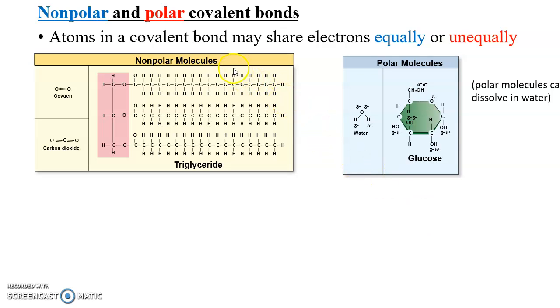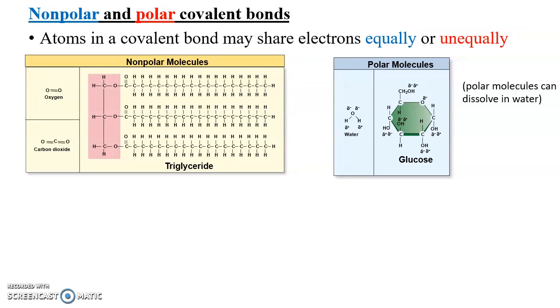So again, slightly positive, slightly negative. The overall molecule has no net charge, but within the polar molecule, there is an uneven distribution of the electrons. So, covalent bonds are either polar or nonpolar. Triglycerides are an example of nonpolar molecules, very important in living things. Glucose, on the other hand, is a polar molecule. So correct my statement earlier. Glucose is a polar molecule. Triglycerides are nonpolar. Polar molecules are able to dissolve in water. That slight charge in the molecule allows it to dissolve in the slightly charged water environment.